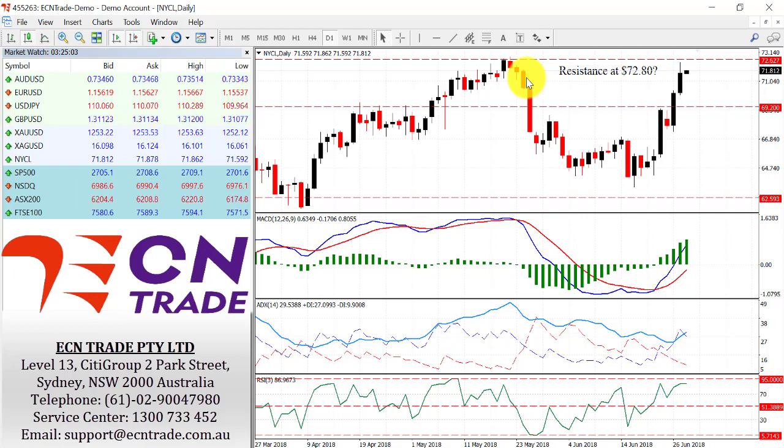I'm a little bit skeptical of this move, as it's come through very, very quickly on the back of nervousness across the globe in terms of the fundamentals. Support of the day, however, is seen at $71.20 to $70 a barrel.